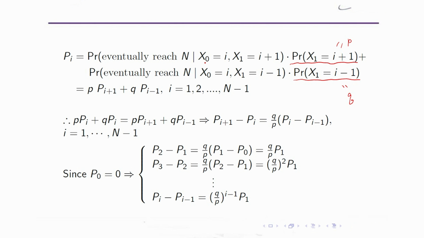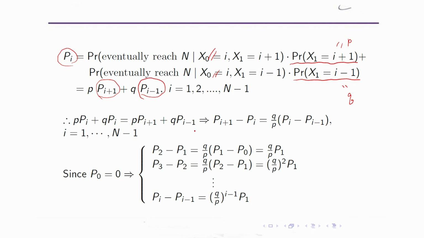And also because X0, X1, X2, all the Xn form a Markov chain, given X1, we can actually ignore X0. So given X1 is equal to i plus 1, the probability that we eventually reach n can be written as P(i+1). And similarly, this conditional probability can be written as P(i-1). Now, Pi can be written as p Pi plus q Pi, because p plus q is equal to 1. So that is equal to p P(i+1) plus q P(i-1).